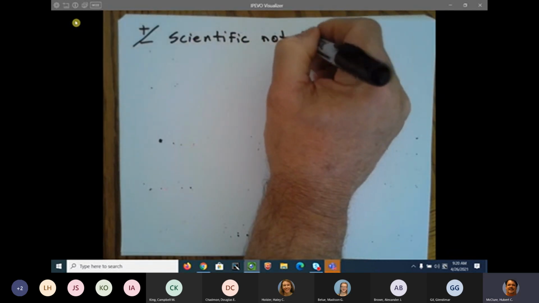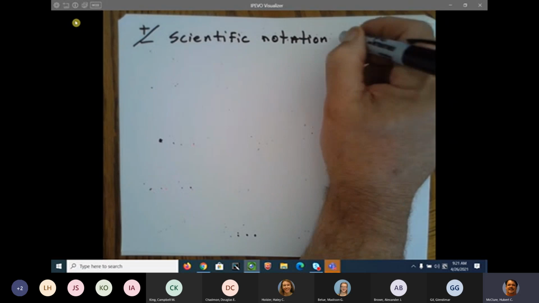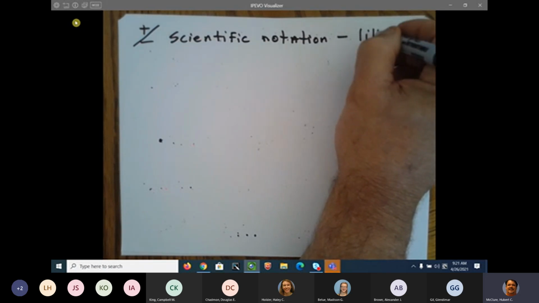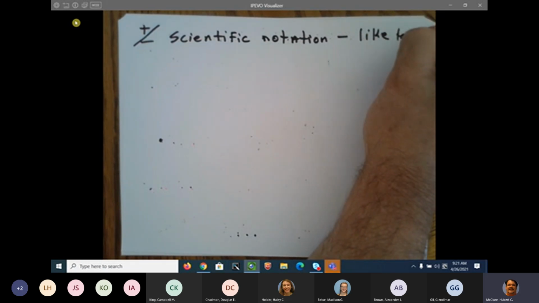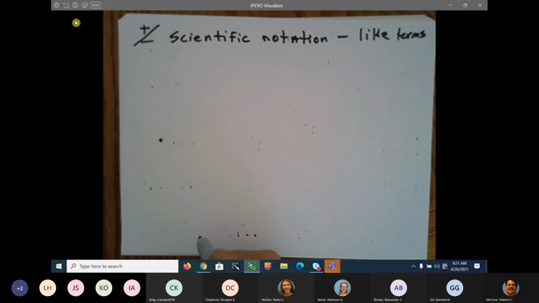Now, when you add or subtract scientific notation, it's just like adding like terms. If you don't have like terms, you're going to have to add them the old-fashioned way. But if you have like terms, you can add them how you want to.